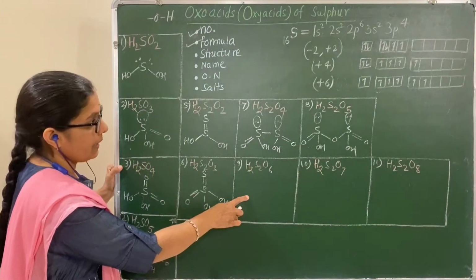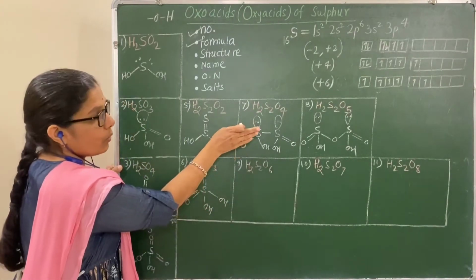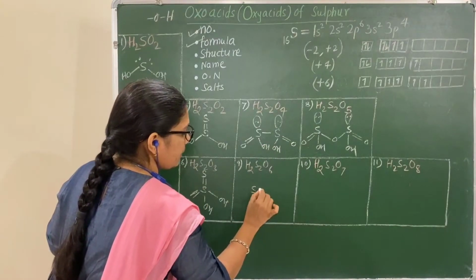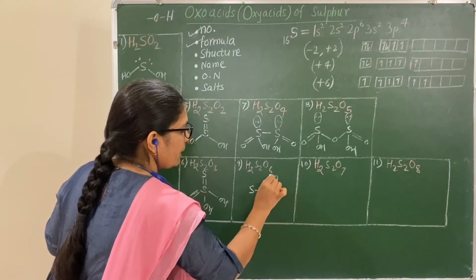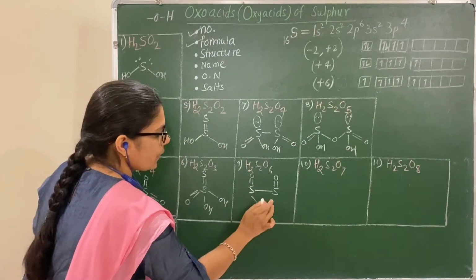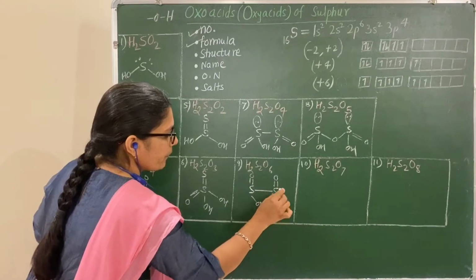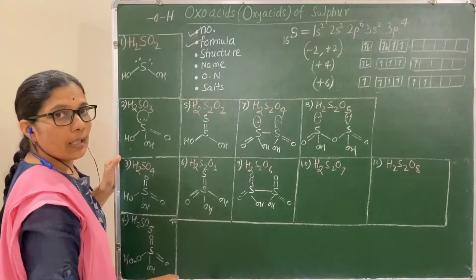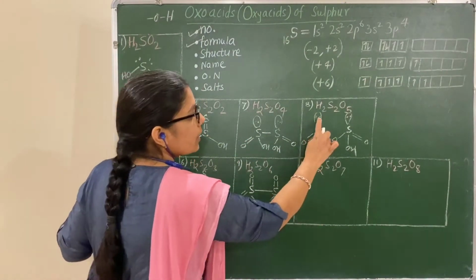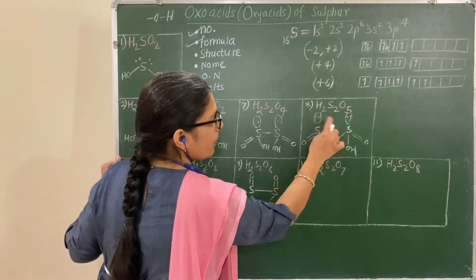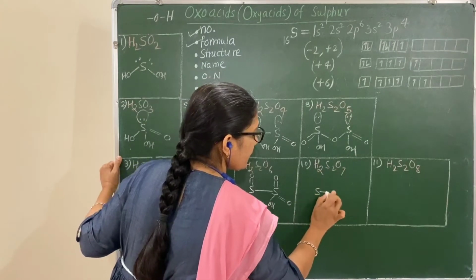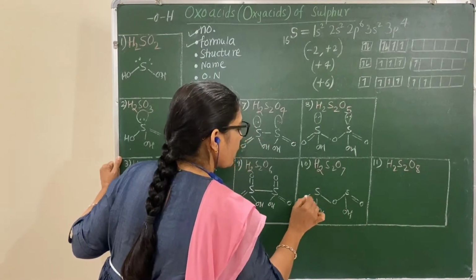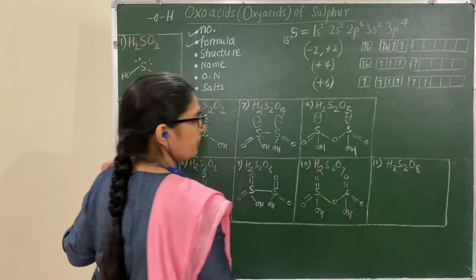Now this. See here, two oxygen more than this one. Same structure, only here double bond O, 2H therefore 2OH. Here same structure, but two oxygen more, here also two oxygen more, therefore double bond O. In between this S, double bond O, OH, this OH, double bond O, then double bond O, double bond O.